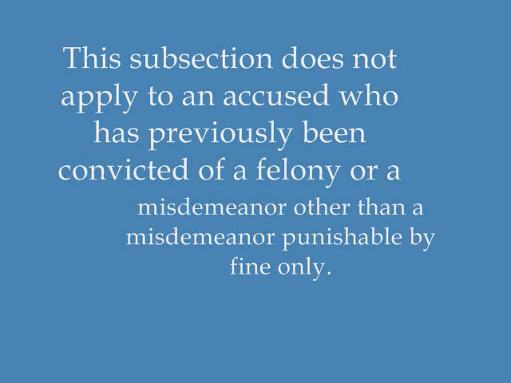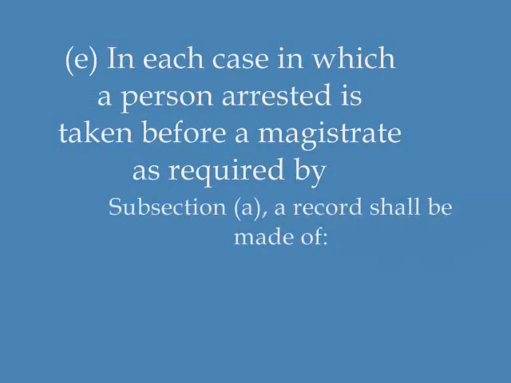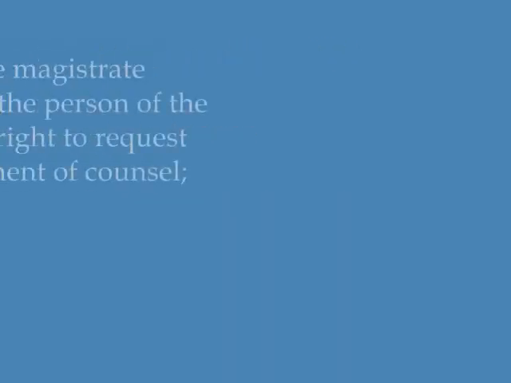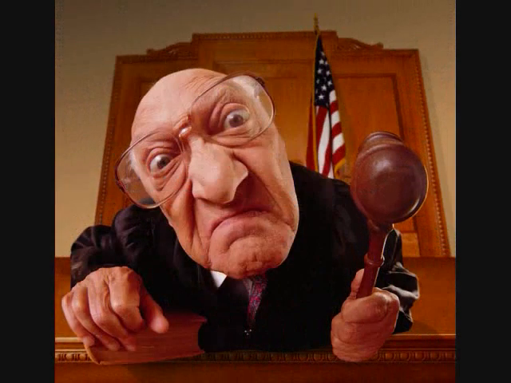All right? Now, let's skip down a little bit to subsection E. All right? In each case in which a person arrested is taken before a magistrate as required by subsection A, record shall be made of 1. The magistrate informing the person of the person's right to request appointment of counsel. Aren't you automatically told in traffic court that they don't appoint counsel, they're not going to appoint counsel, and you need to get your own counsel?